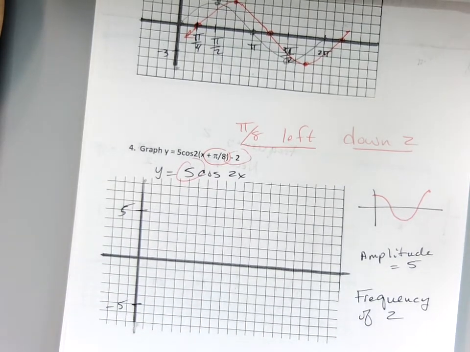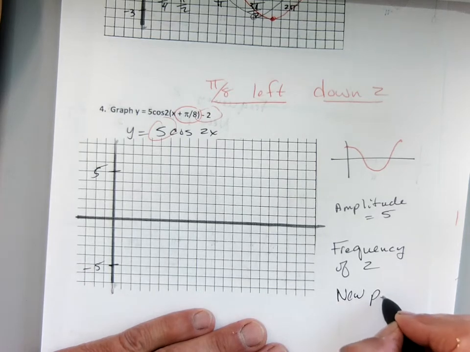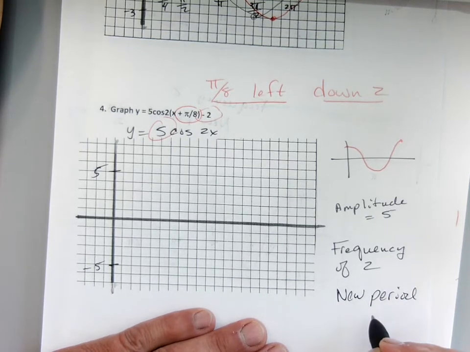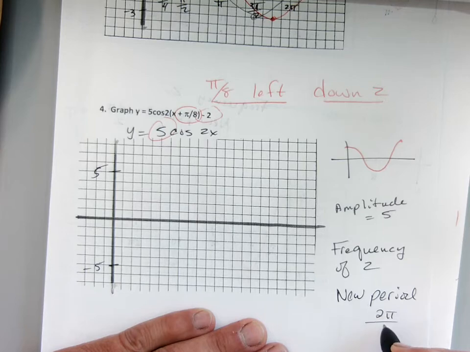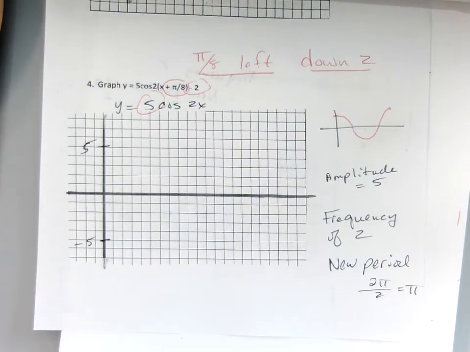That means I'm going to have to shorten up my curves. If I need 2 curves, I'm going to have to shorten up my curves. So I need a new period, which is 2 pi divided by 2, so my new period is pi. Well, that makes sense. If I'm going to get 2 of them in there, I'm going to go from 0 to pi and then pi to 2 pi to get them in.